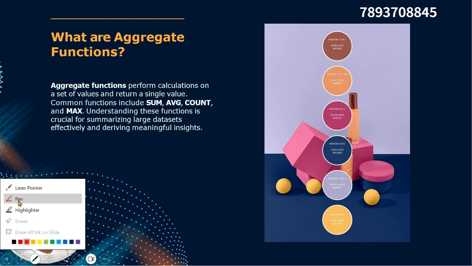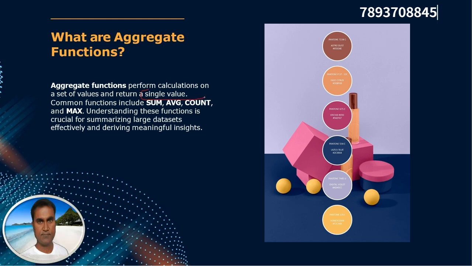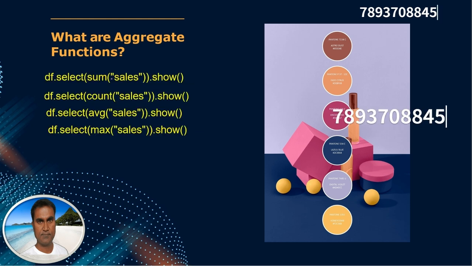Here, if we see, it returns a single value. If we use any aggregate function on a data frame, it returns a single value. For example, sum, average, count, max, minimum. Like this, it returns a single value. Next, we will see some examples, where we use sum, count, average, max. This is the way we use aggregate functions on a data frame. These all are aggregate functions that return a single value.